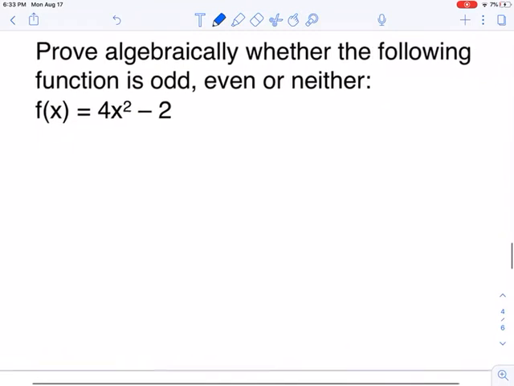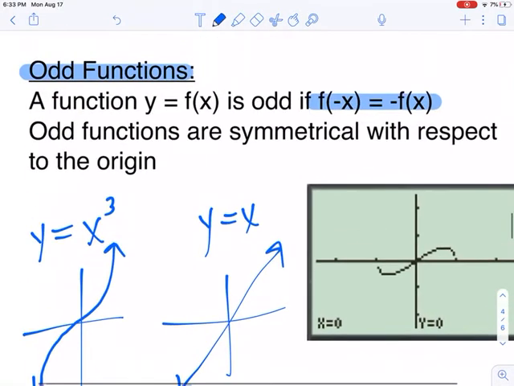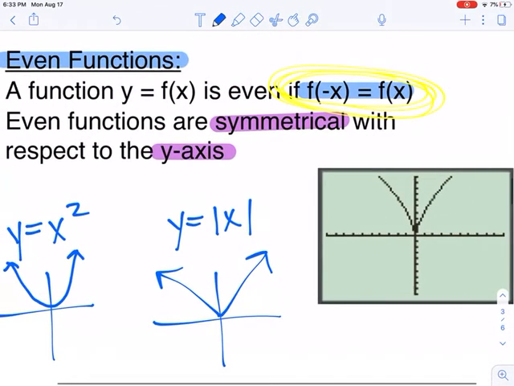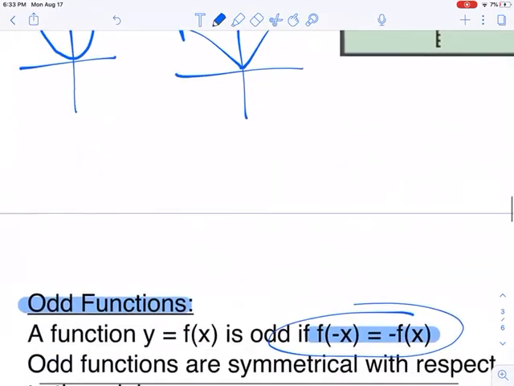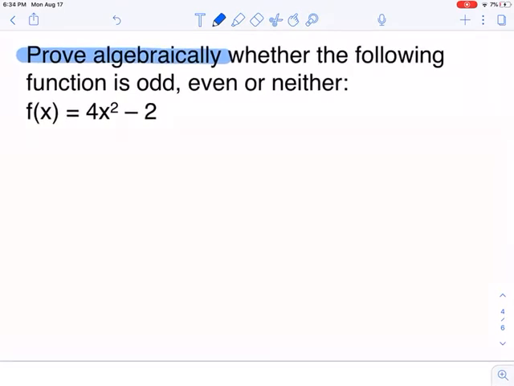So now, let's go ahead and talk about proving this algebraically. This is something, listen carefully, I will be very, very picky about. If I ask you to prove algebraically whether a function is even or odd, then I am looking for number 1, algebra, and I'm looking to make sure that your algebra leads to either this or this, okay? So, we need to determine 3 things.